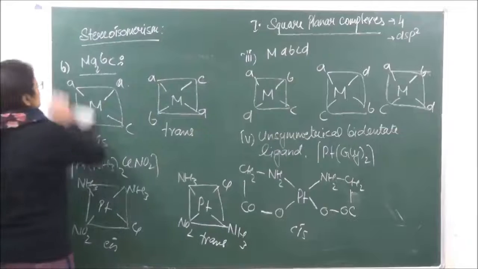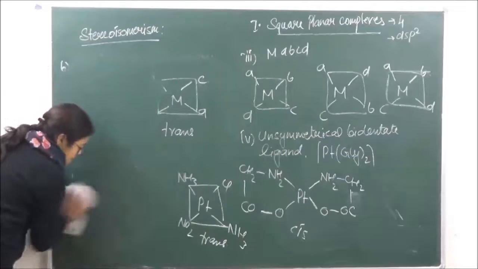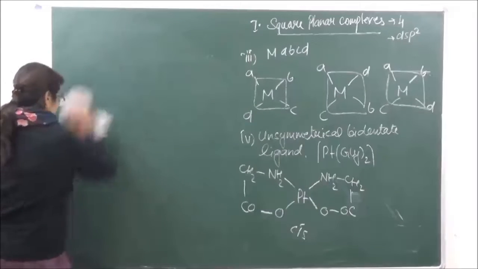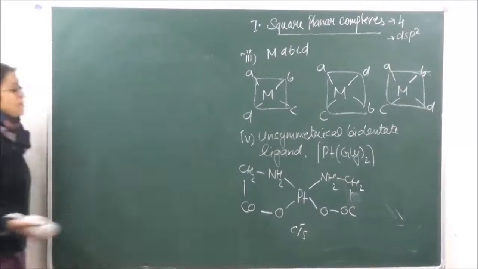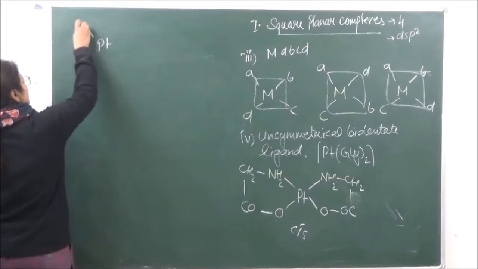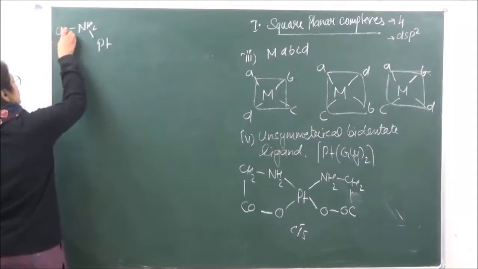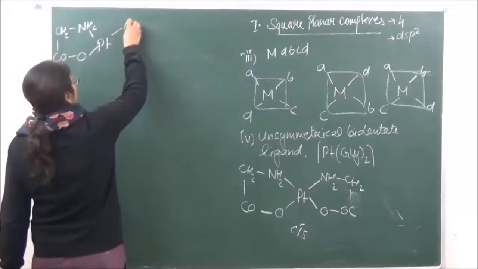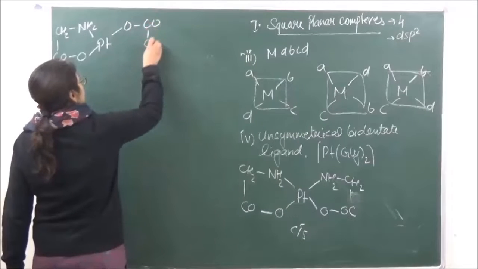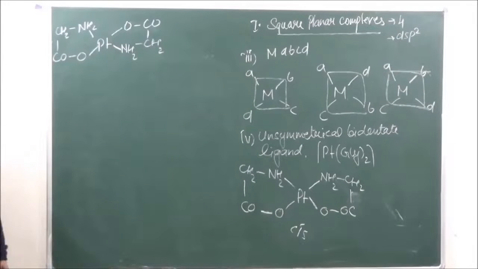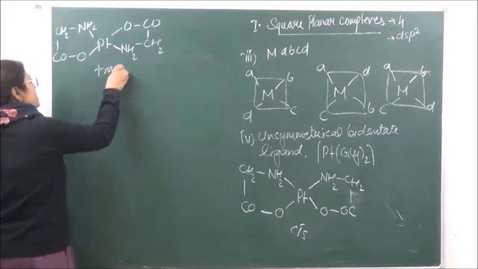If the same donor atoms are on the opposite side, that is we have platinum, NH2, CH2, COO. Okay, but over here we have O, CO, CH2, NH2. So you can see that the same donor atoms are on the opposite side. So this is going to be the trans isomer.